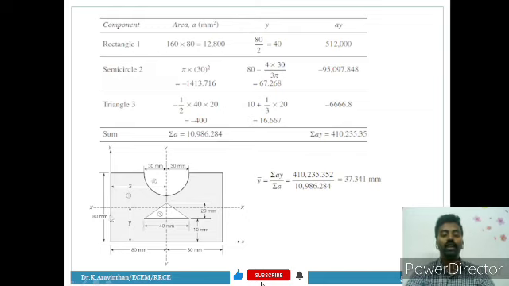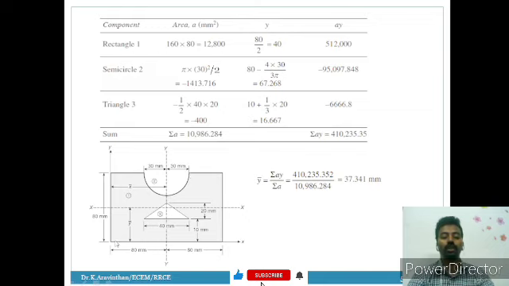The area of the rectangle: base is 160 mm and b into d, where d is 80 mm, so 160 into 80. Next you have a half circle. The area of a full circle is pi r square, so for a half circle, pi r square by 2. And you have a triangle with a base of 40 mm and height of 20 mm. So half b h, half into 40 into 20, you will get this.